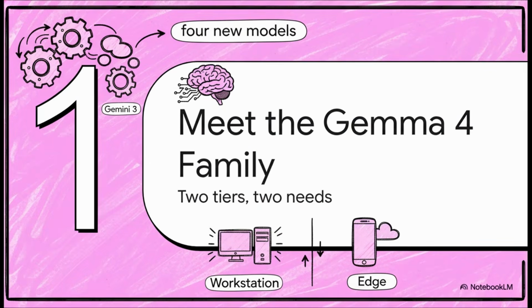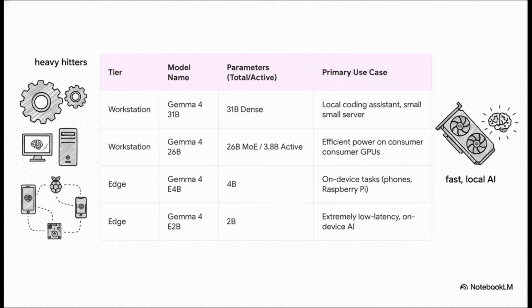So now that we get just how important that license is, let's actually meet the models themselves. There are 4 new ones, and they're all built on the research from Google's flagship Gemini 3. They're split into 2 groups or tiers. You've got Workstation models and Edge models, and each one is designed for a very different job. So let's look at what we've got.